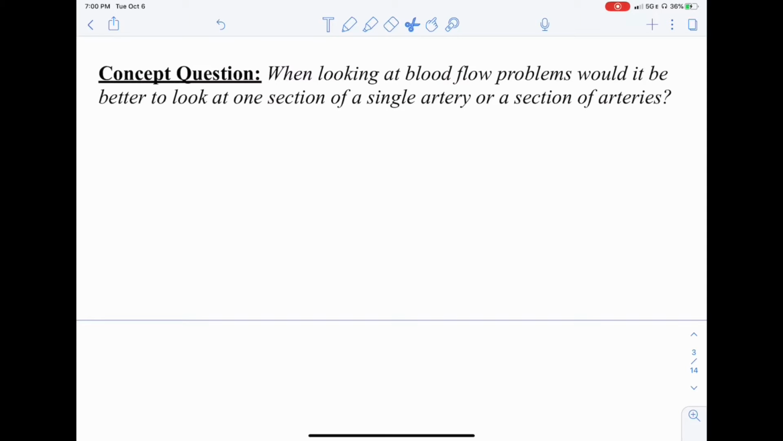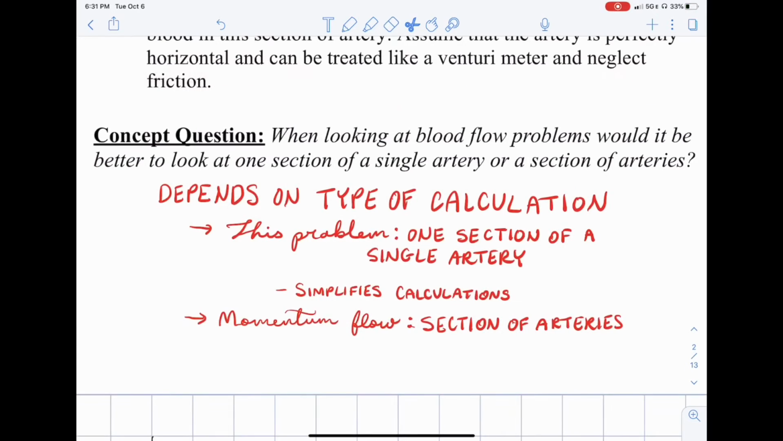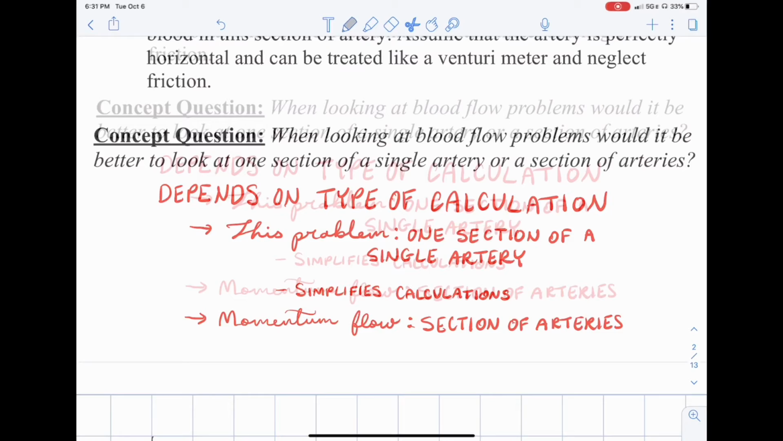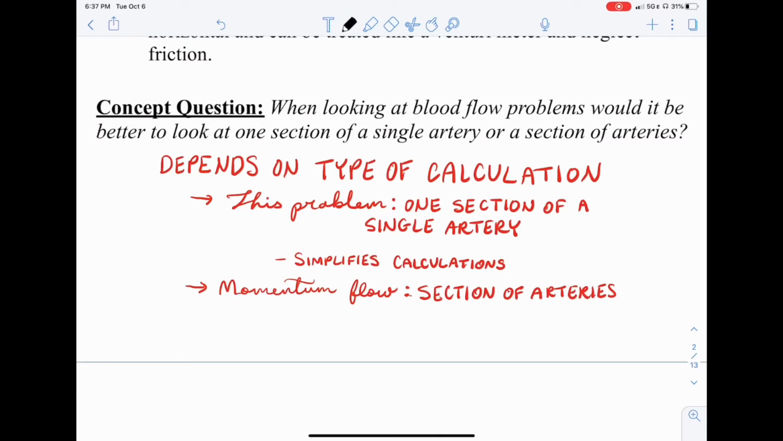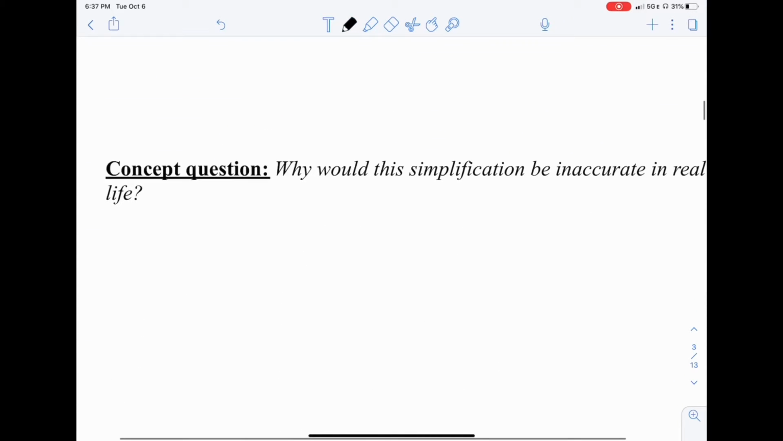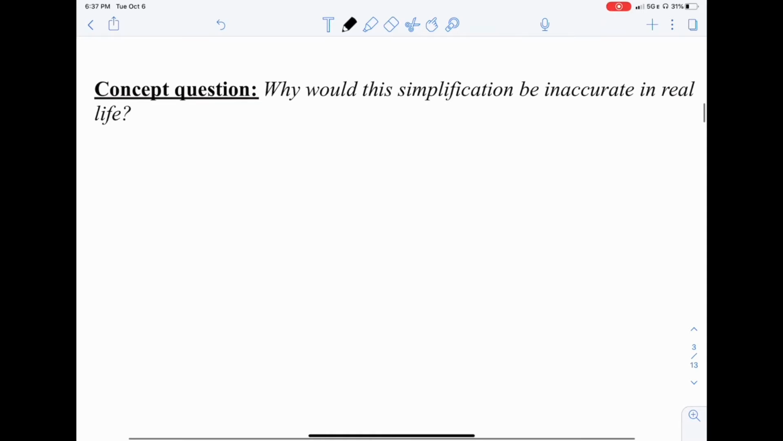So this depends. For this problem, one section would be better. It simplifies the calculations. However, for momentum flow problems, a section of arteries would be preferable, and we'll look at this later. After thinking about that concept question and answering problem 3, you should ask yourself, why would this simplification be inaccurate in real life? I'm going to give you a few hints here.